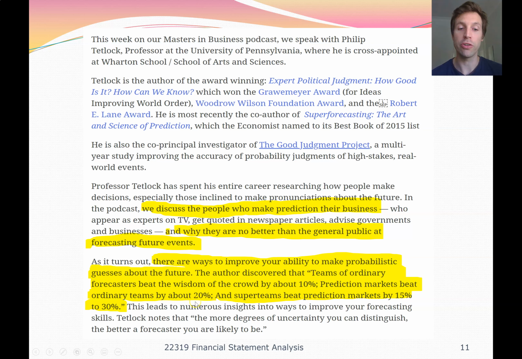Prediction markets beat ordinary teams by 20%. And super teams beat predictions by 15 to 30%. And in his book, he discusses how you can actually create super teams and become expert forecasters yourself by avoiding some of the common mistakes.